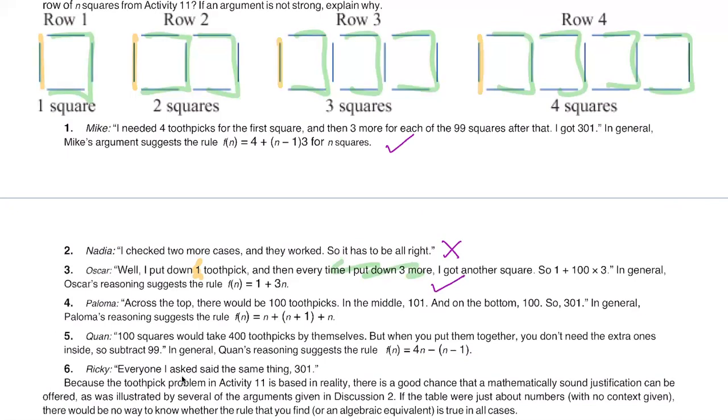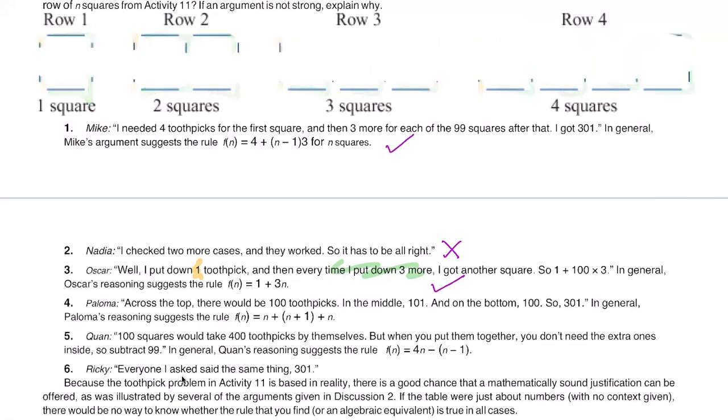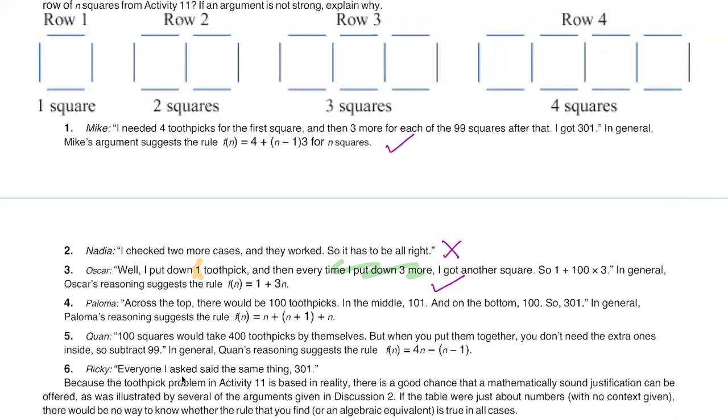Now, Paloma says, across the top, there would be 100 toothpicks. And in the middle, 101. And on the bottom, 100. So 301. In general, Paloma's reasoning suggests n, so that's across the top. 1 there, 2 there, 3 there, 4 there. That matches the number of squares, so n makes sense for that part.